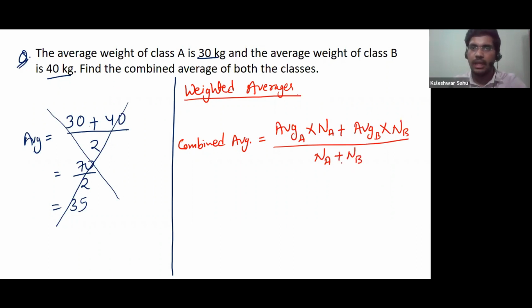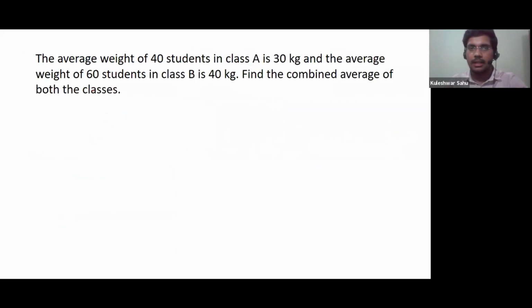In this question, we only know the average of class A and class B, but we do not have the information about the total number of students in class A and class B. Hence, we cannot find the combined average of both the classes put together. I hope it is clear. But in the next question, almost the same data is there.